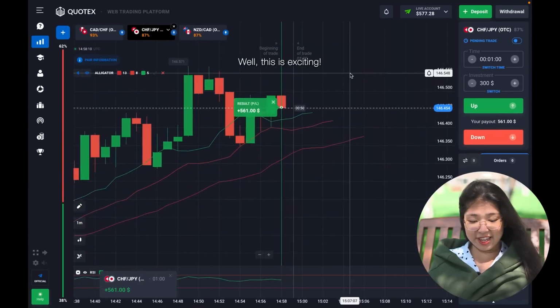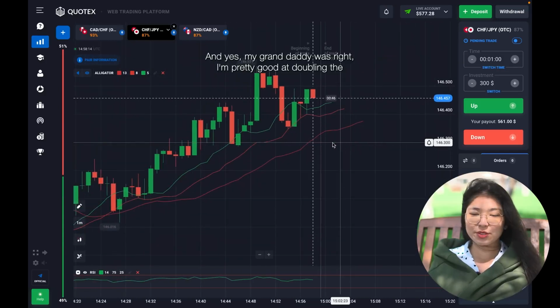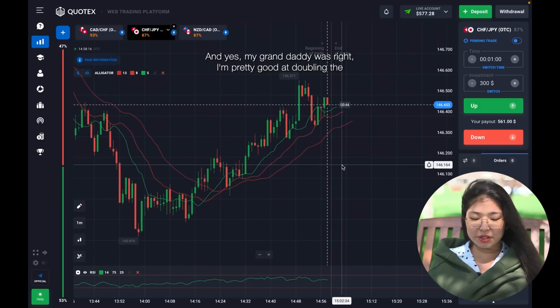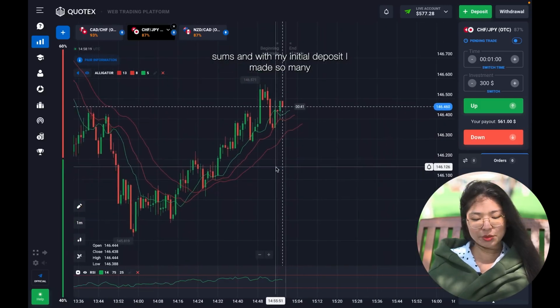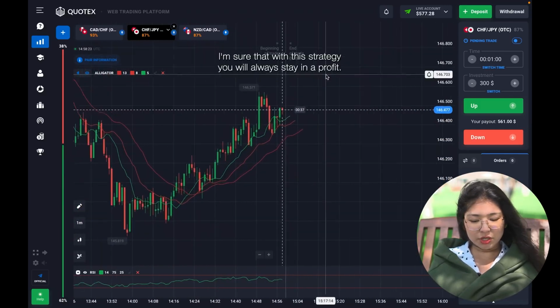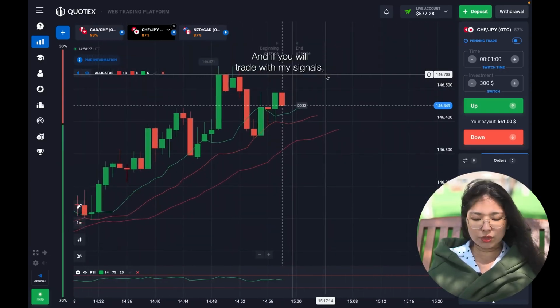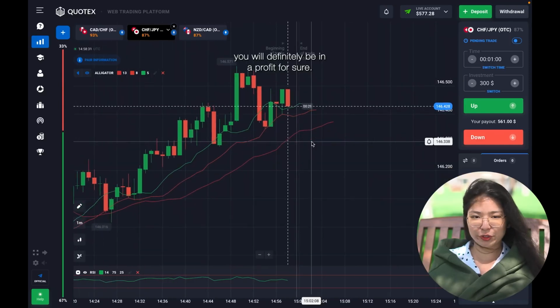Well, this was exciting. Again, I'm in profit. And yes, my granddaddy was really right. I'm pretty good at doubling the sums, and with my initial deposit I made so many successful and profitable trades. I'm sure that with this strategy you will always stay in profit. And if you trade with my signals, you will definitely be in profit for sure.